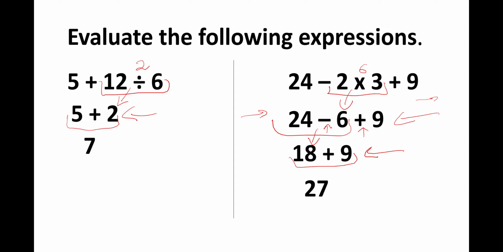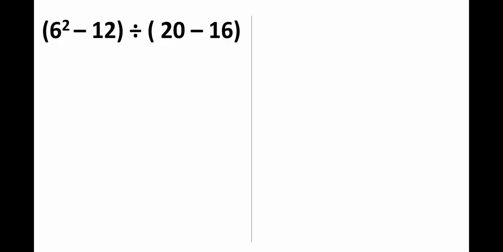Between parentheses 6 squared minus 12, divided by, between parentheses, 20 minus 16. In this expression, I have two parentheses. One is over here and the second one is over here. Order of operations says I need to start with the P, parentheses, so I can start solving both of them at the same time. But in the first parenthesis, I have exponents and I have subtraction. According to PEMDAS, solve the exponents first. And in the second parenthesis, I have one operation only, which is the 20 minus 16.